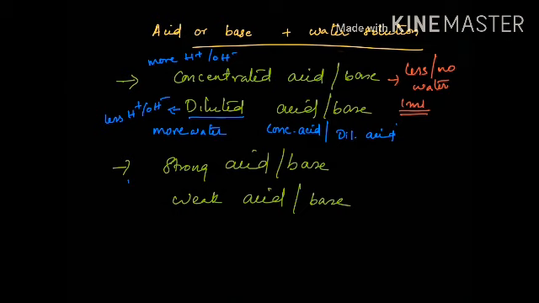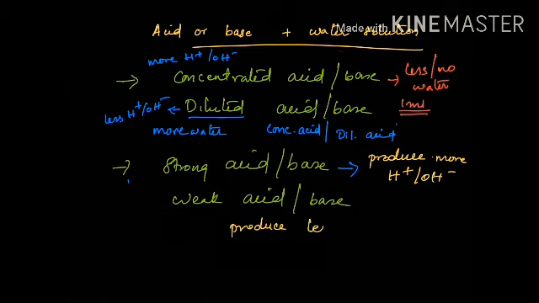What is meant by strong acid? An acid which can liberate, which can produce more H plus ions or OH minus ions, then we call them a strong acid or a strong base. But those which produce fewer H plus ions or OH minus ions, we call them a weak acid or a weak base.